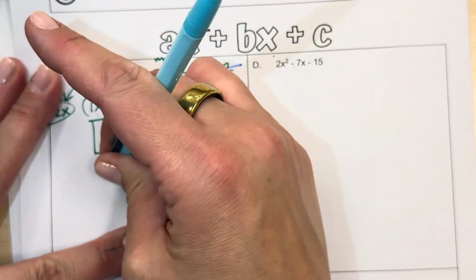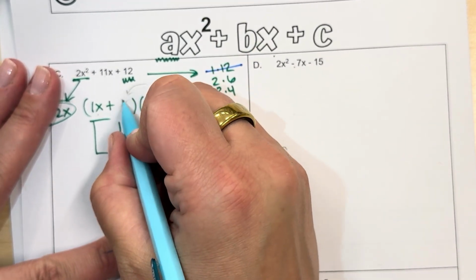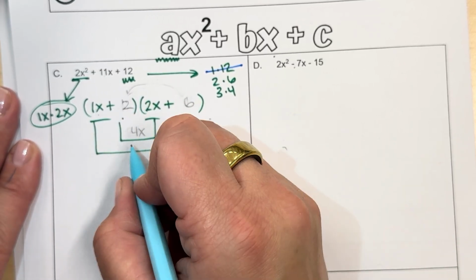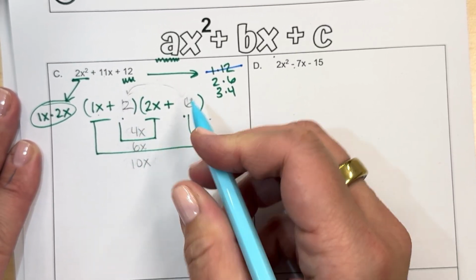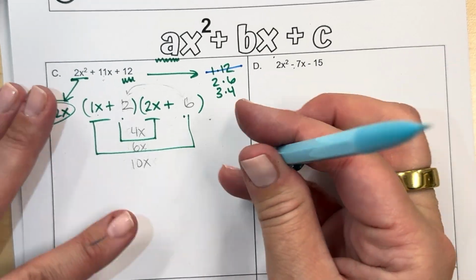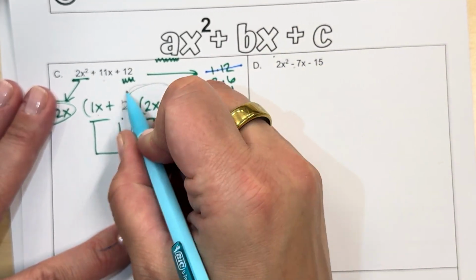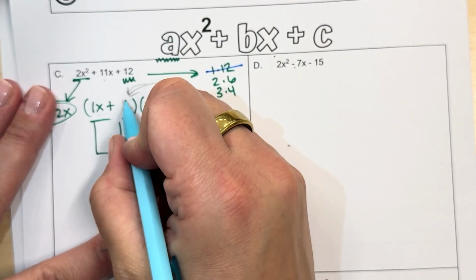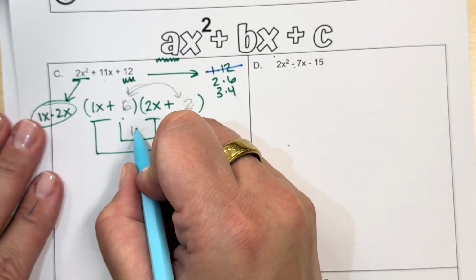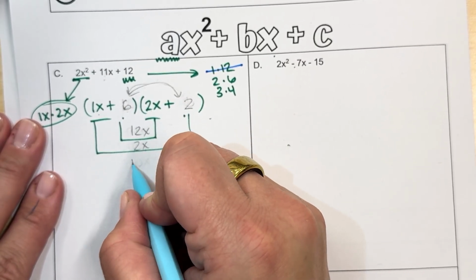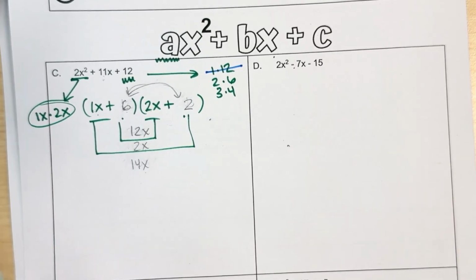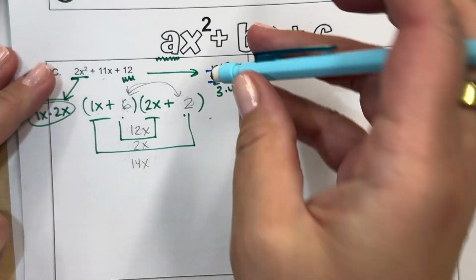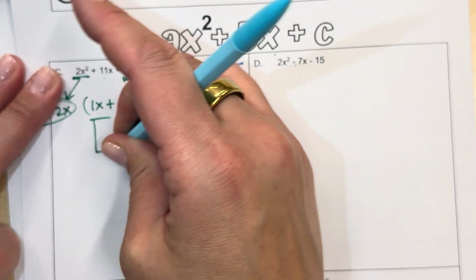Now I'm going to do the same process, but I'm going to do this with 2 and 6 and see what happens. 2 times 2 is 4x. 1x times 6 is 6x. Together, those make 10x. Really close, but not correct. So I'm going to first try flipping these around before I give up on this as an option. 6 times 2 is 12x. 1x times 2x is 2x. Together, they make 14x. Again, not correct. Now I've tried both of these options, flipped around. It didn't work. So it has to be 3 and 4.